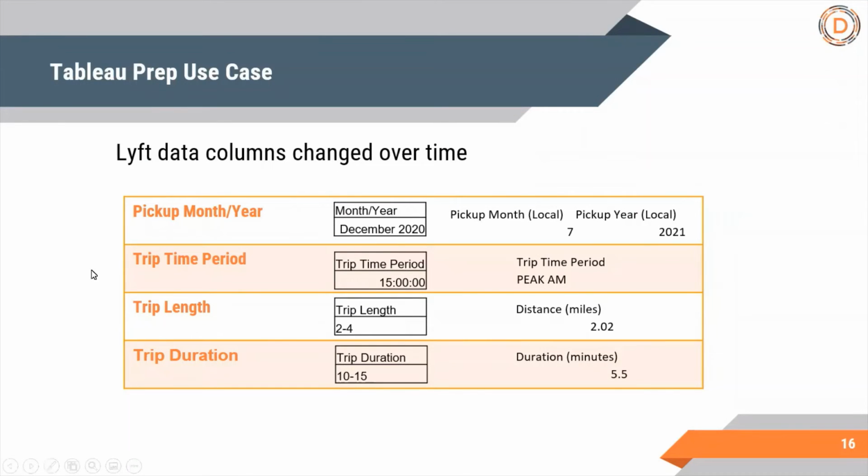So here are some examples of the data challenges that the Lyft data presented. In some months, the Lyft data set had the pickup month year as one column, like this, and in others it separated the month and the year. And then there were similar variations in the trip time period, trip length, and trip duration. So what we did is we used Tableau Prep to combine these data into a consistent format, and then we could use that in the Tableau dashboards.